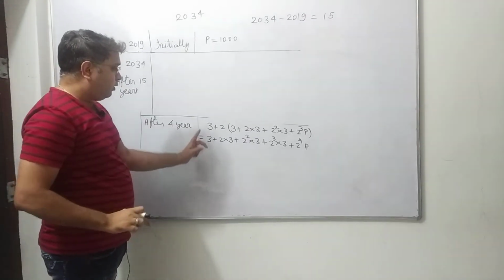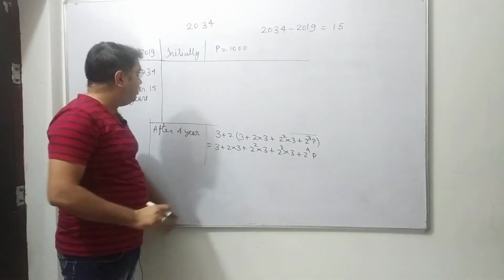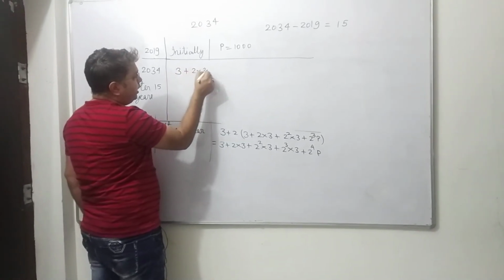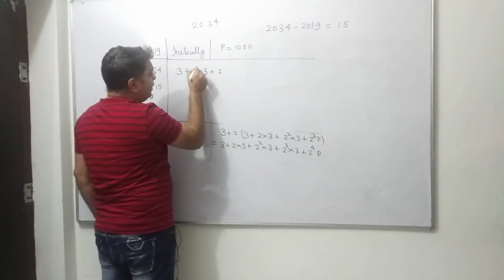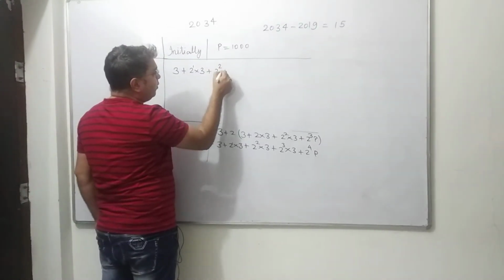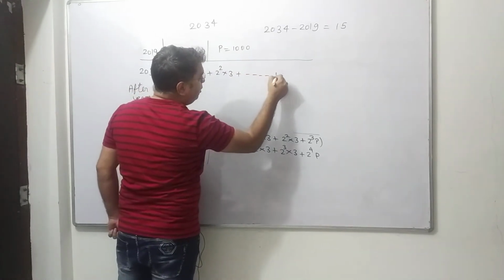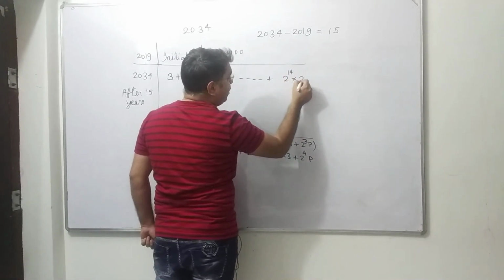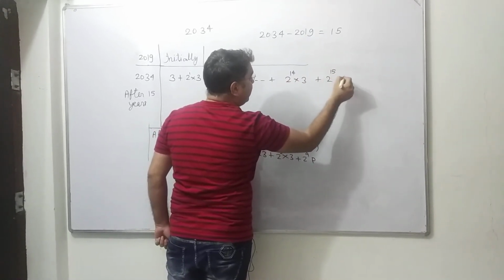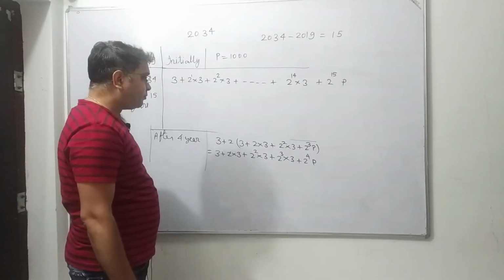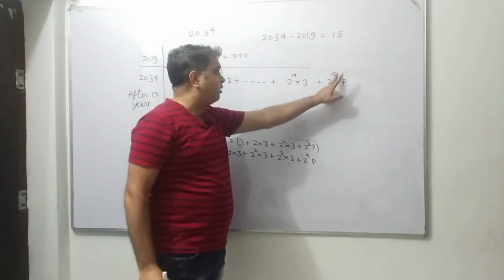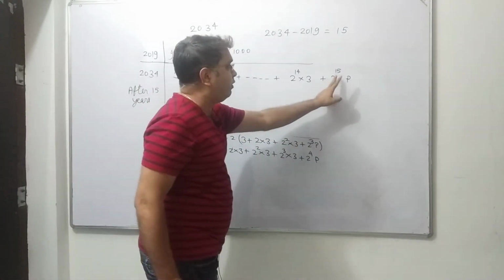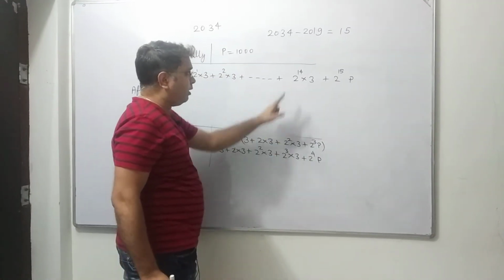Now the population is forming this pattern, so we can write the population in 2034 as 3 plus 2 into 3, 2 to the power 1 we can write, so 2 square into 3 and so on. This will come out to be 2 to the power 14 into 3 plus 2 to the power 15 into p. After 15 years, here it will be 15. Here after 4 years, it is 2 to the power 4 into p. So after 15 years, it will be 2 to the power 15 into p, and it will be 2 to the power 14 into 3.